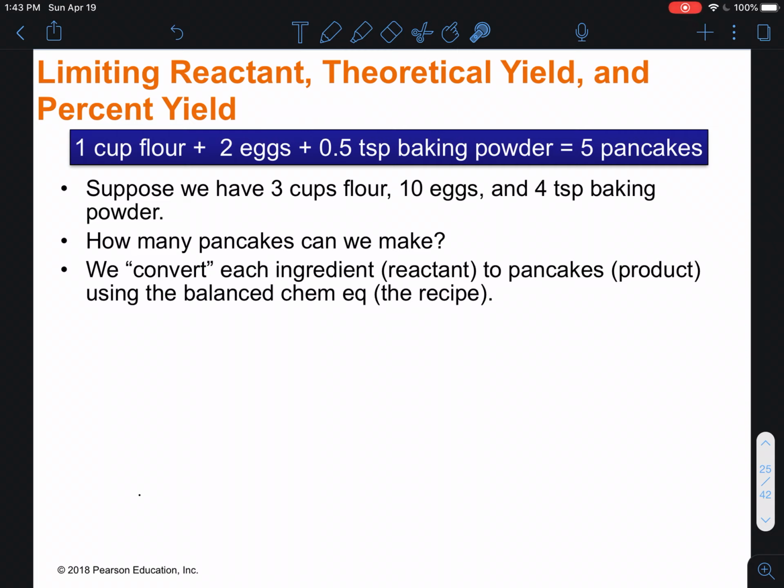All right, we're drawing a comparison between the recipe for pancakes, where we have flour, eggs, and baking soda as our reactants. Okay, so I'm just going to write reactants, right? And then the pancakes are our products, all right? And the coefficients in front of our reactants are the same as the coefficients in front of every other reactant that we see in a balanced chemical equation, and the same for the coefficient in front of the pancakes, the 5 pancakes for the products.